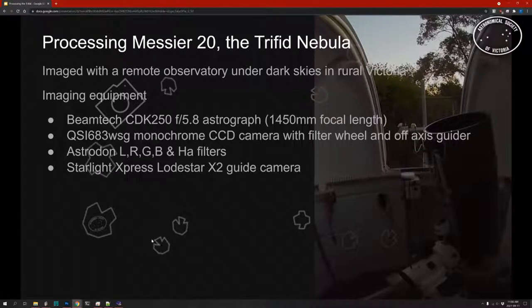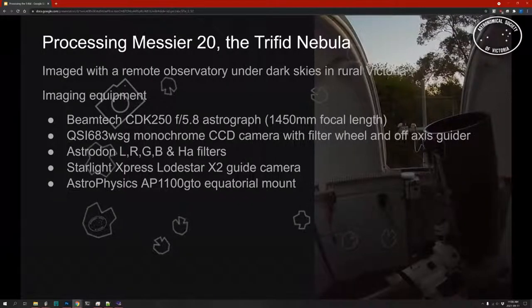I guide this setup. The focal length is long enough that the imaging has to be guided. So I use a guide camera to keep the scope pointing at the object. And it's all riding on an Astro-Physics 1100 mount, which you can see down here. This is an image taken from a video feed of my observatory, just opened up at dusk to let everything cool down, let the air inside the observatory and the telescope all reach ambient temperature.